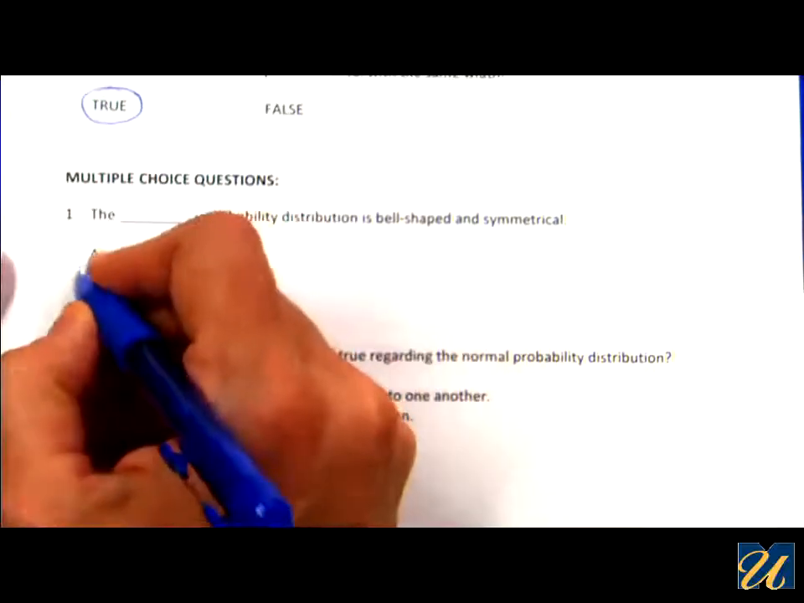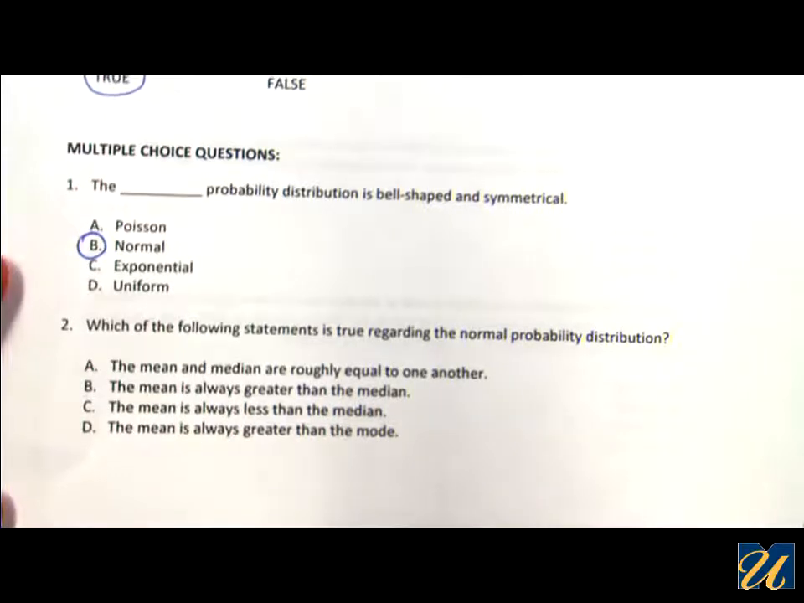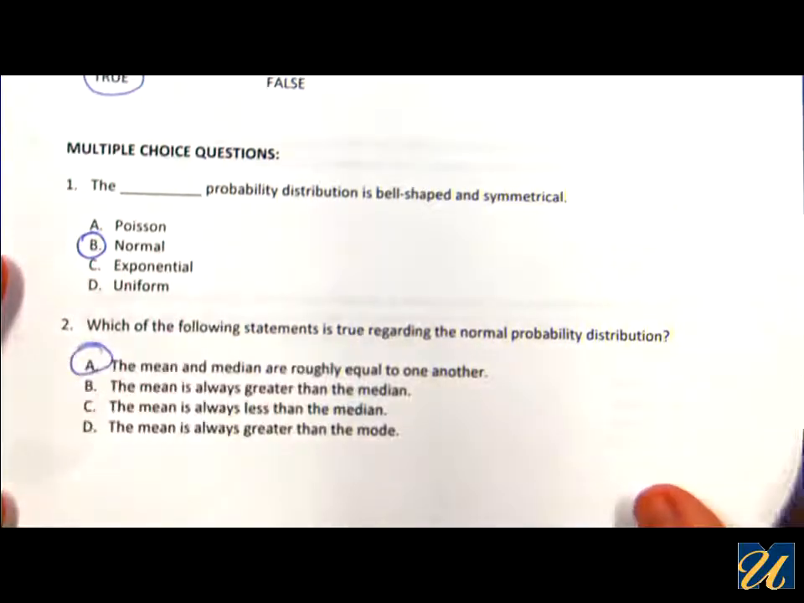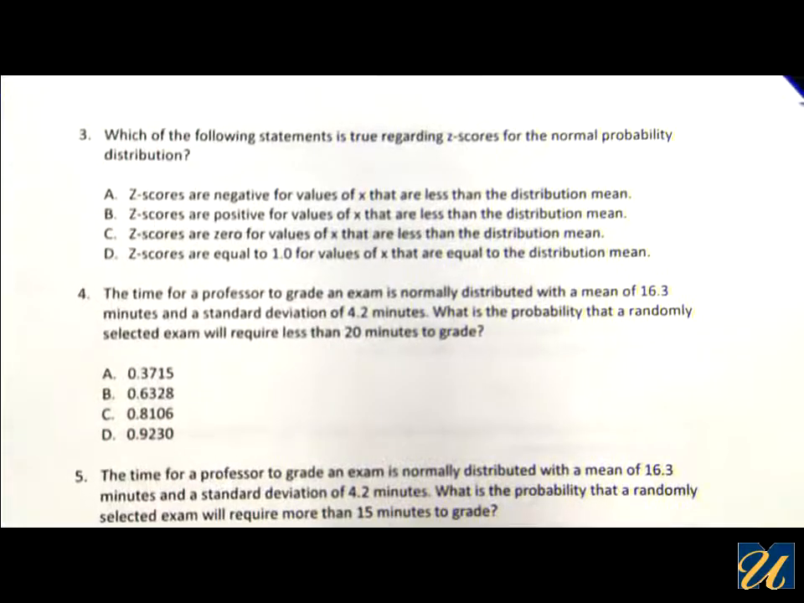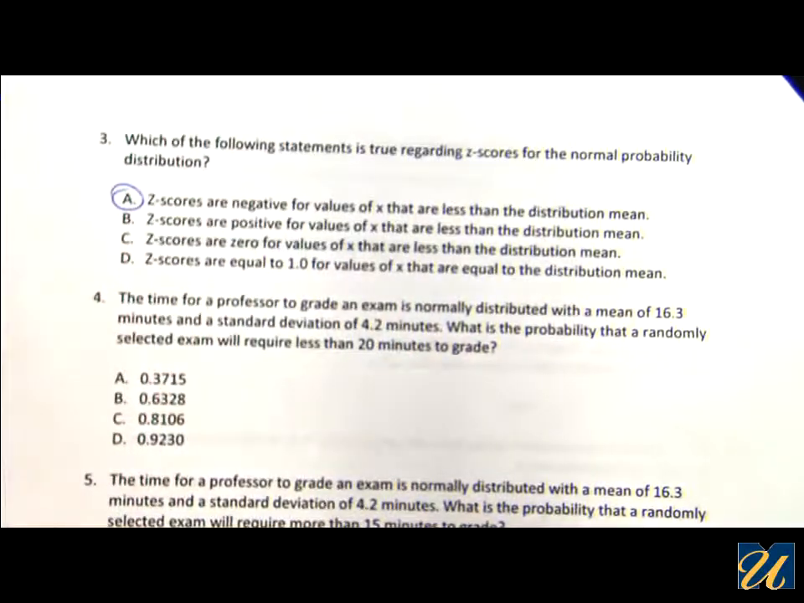This is the normal distribution. Which of the following statements is true regarding the normal probability distribution? The mean and the median are roughly equal to one another. Which of the following statements is true regarding z-scores for the normal probability distribution? This would be A, where the z-scores are negative for values of x that are less than the distribution mean.